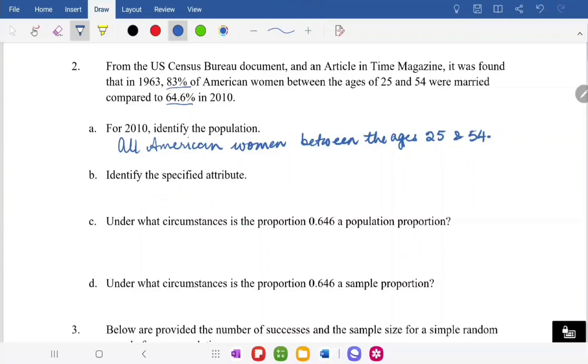Identify the specified attribute. Now, in this case, the specified attribute would be being married. That's what we are trying to study. What proportion were in the status of married.